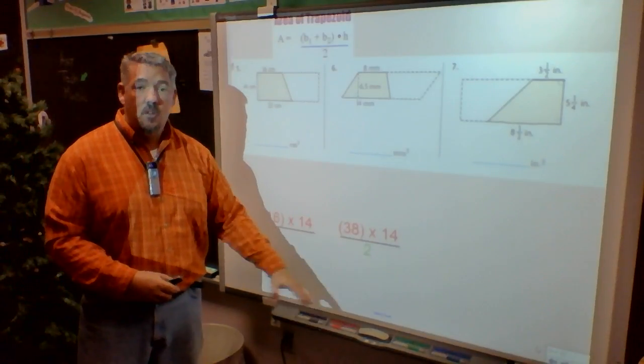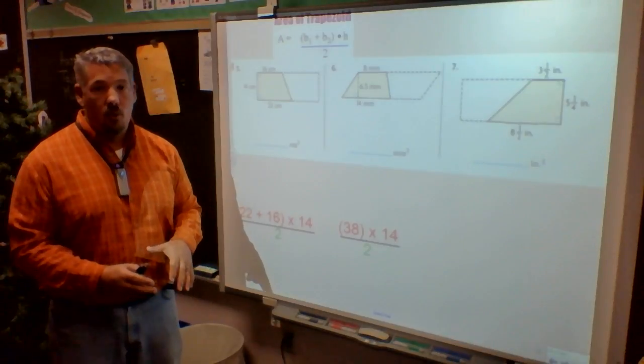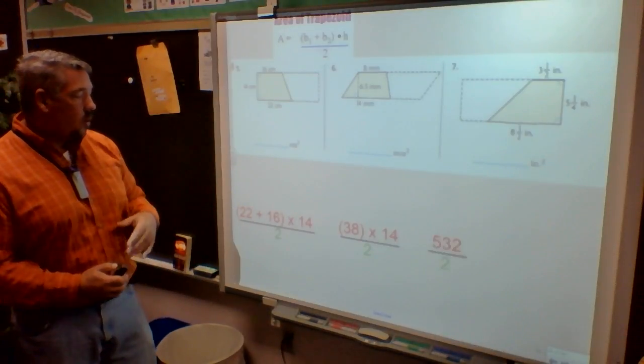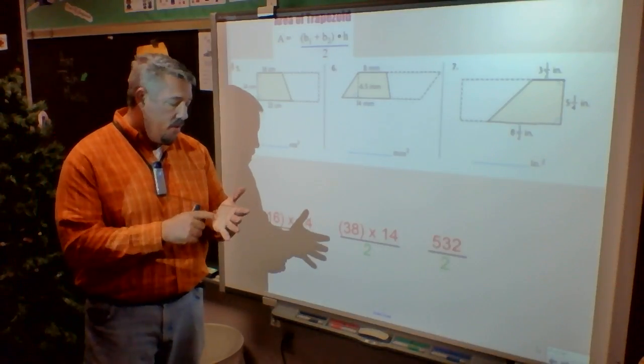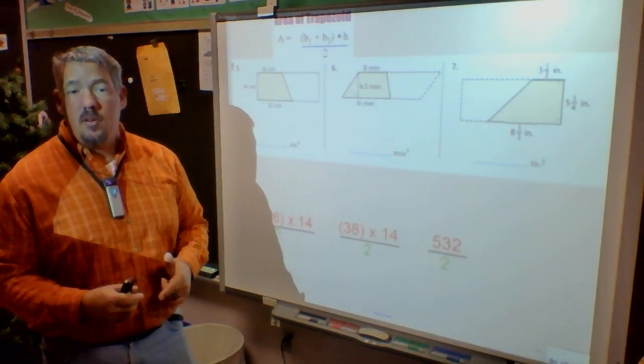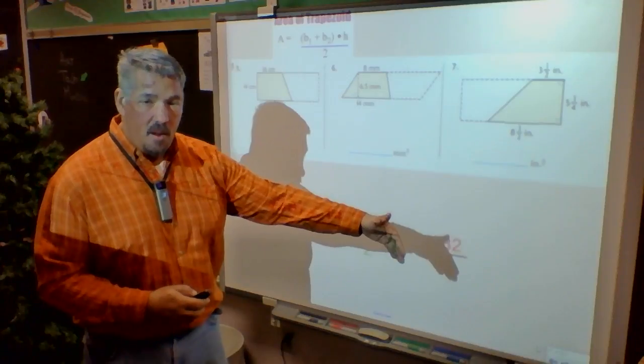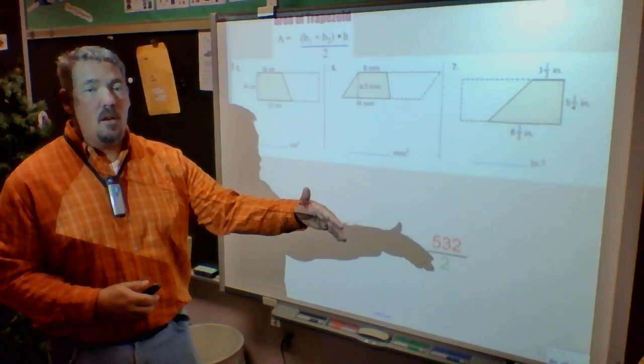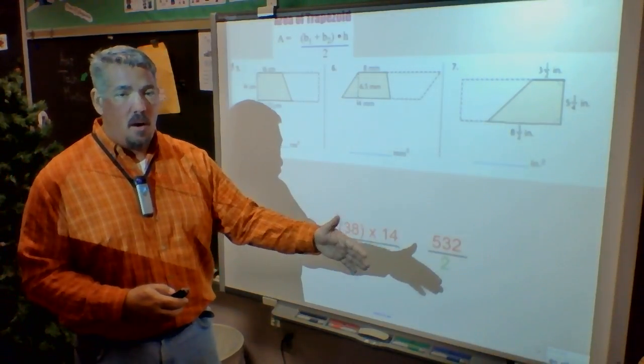Last step, once again, always to divide by 2 for an area of a trapezoid. 38 times 14, type it in, equals 532. 532 goes inside my division box. Top number always does. My numerator is always inside my box.